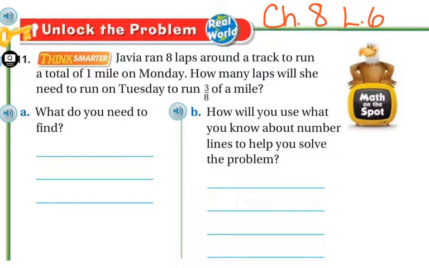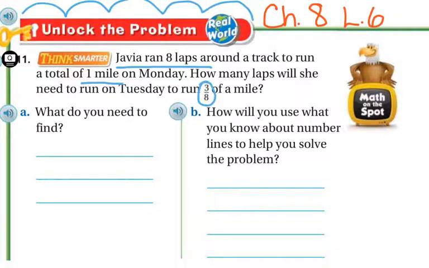Hey guys, before we left chapter 8, lesson 6, I wanted to go over one more word problem with you that I found very interesting. Let's just get started. It says here that Javier ran 8 laps around a track to run a total of 1 mile on Monday. How many laps will she need to run on Tuesday to run 3/8 of a mile?